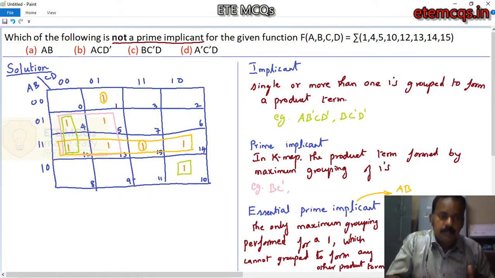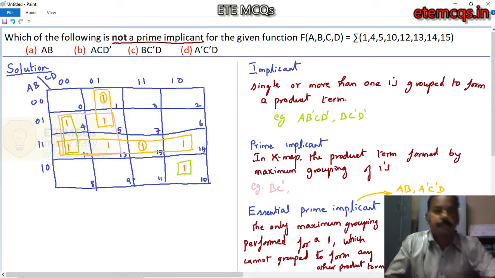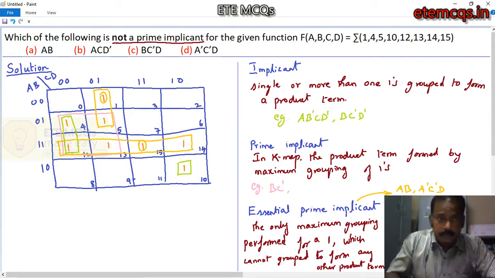For the sake of this one, I can perform this grouping. There is no better grouping than this. So this is both a prime implicant as well as essential prime implicant. So what you get is A is 0 constant, C dash D. So it is A dash, C dash D. A dash, C dash D. It is both a prime implicant as well as essential prime implicant.